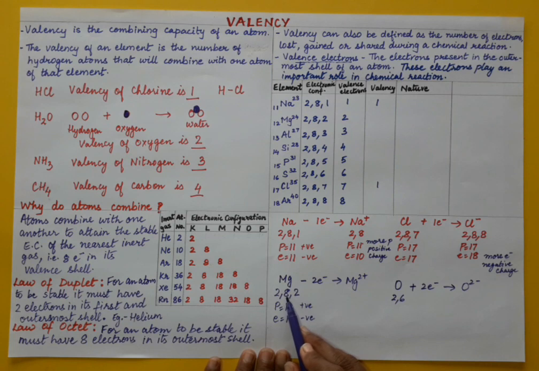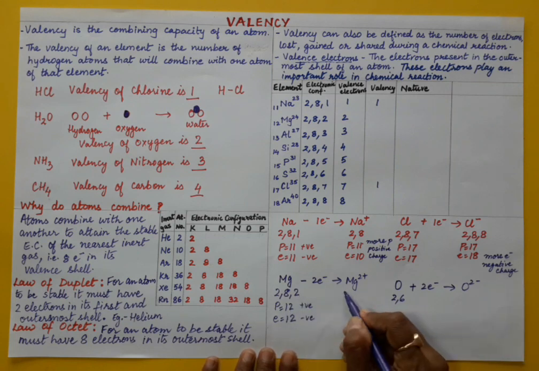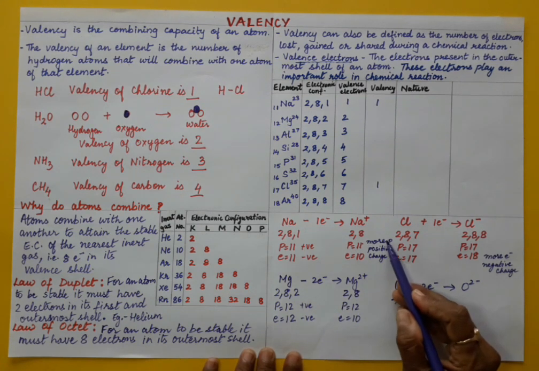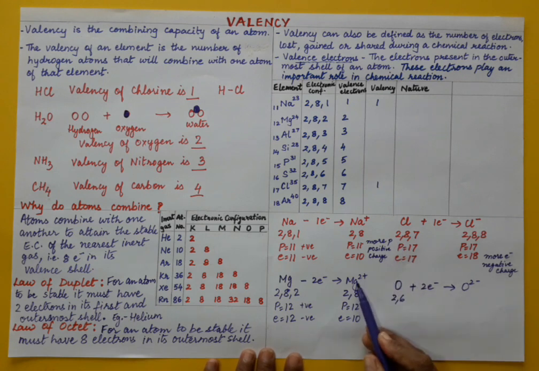So here magnesium has to lose 2 electrons, then its octet is completing, 2, 8. And now protons are 12 but electrons are 10. As I told you, if more numbers of protons are there, then it is positive charge, Mg2+. So the valency of magnesium is 2, right?